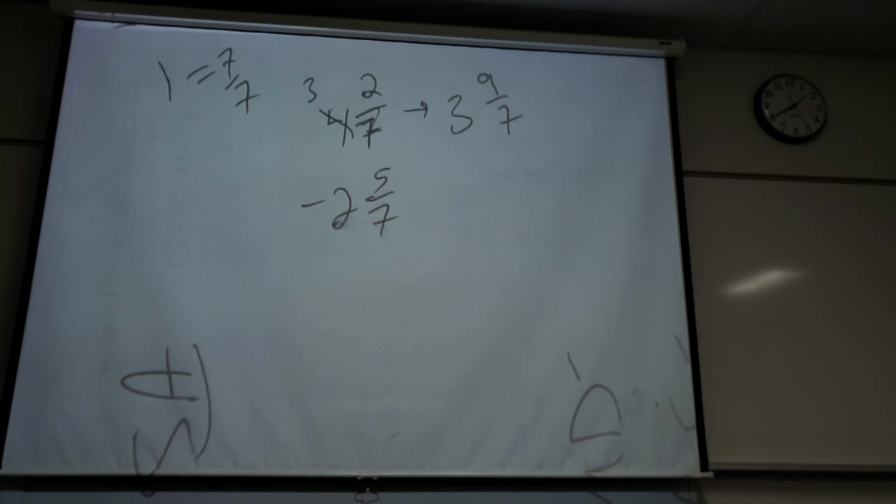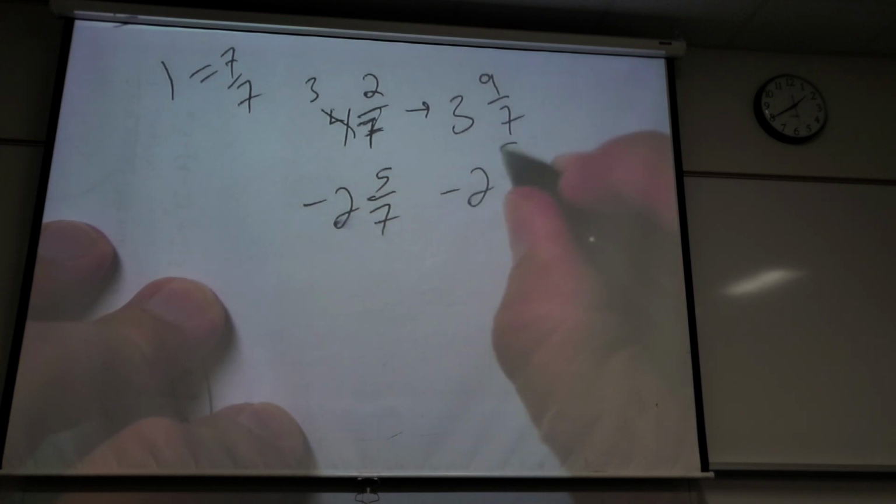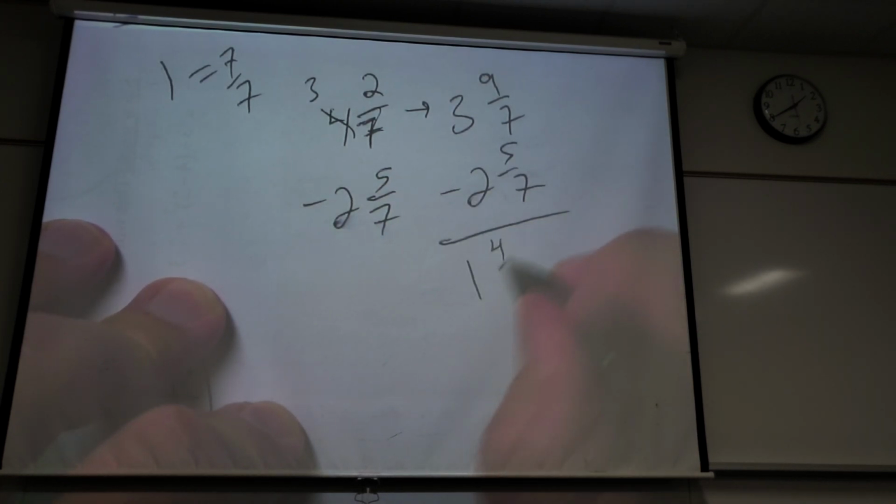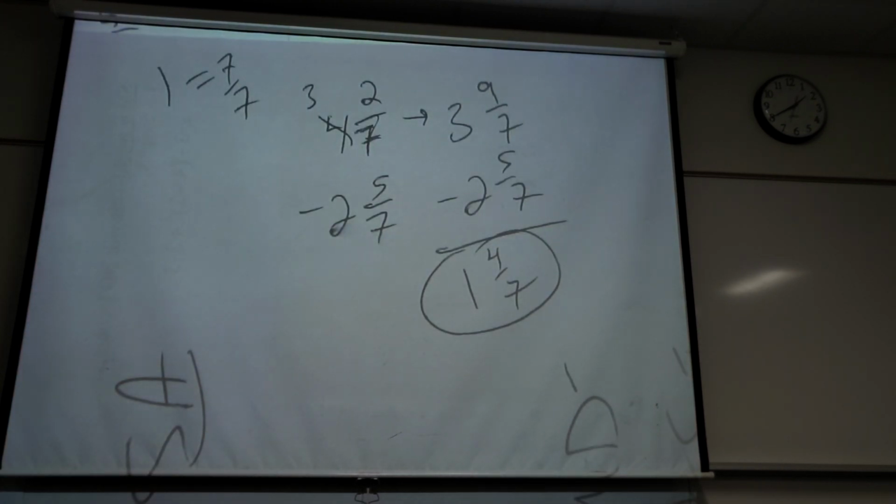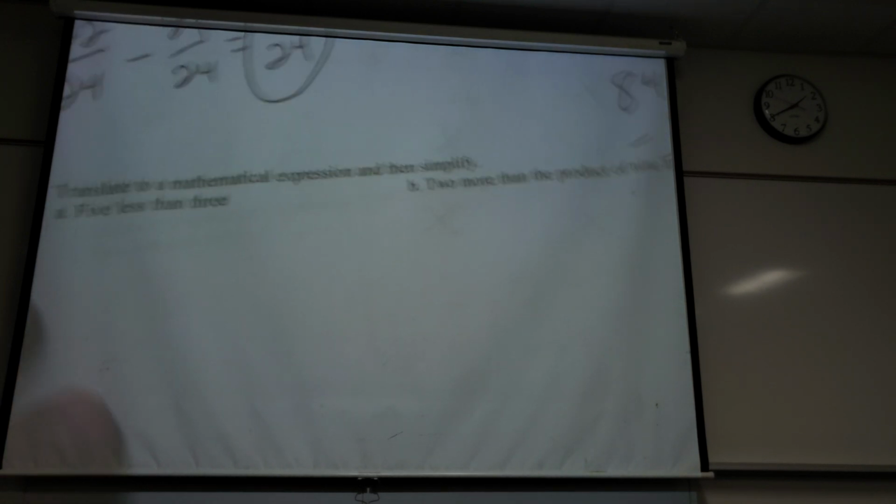And then I've got my minus 2 and 5 sevenths, and what do you get? 1 and 4 sevenths, the same thing we got, right? Do you guys remember that, the borrowing thing? A little bit? Are you guys okay with that? You never have to lie to me. You can be totally upfront and say, I hate that.